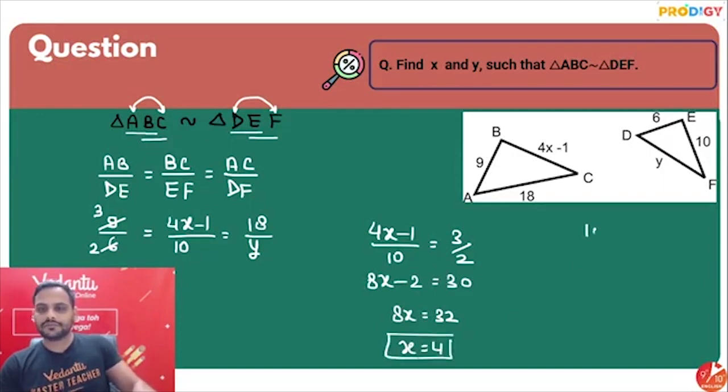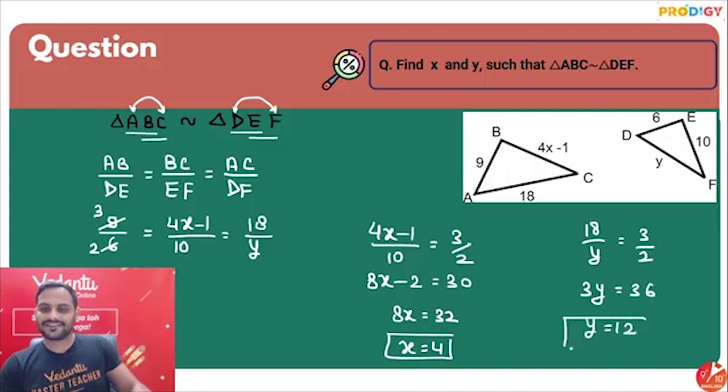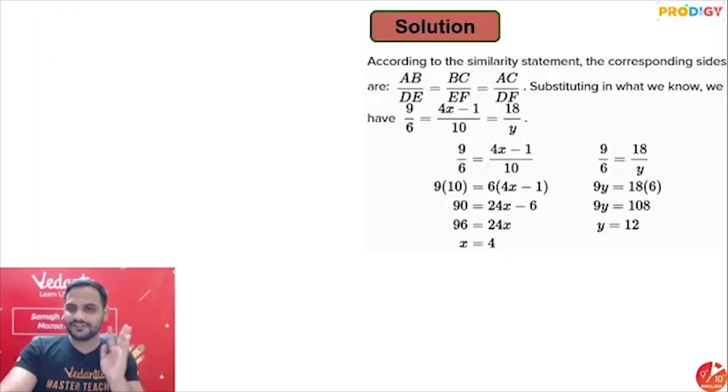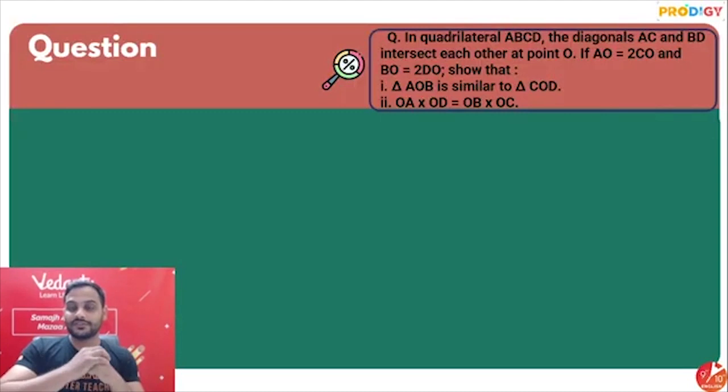Similarly, 18 by y is equal to 3 by 2, cross multiply, 3y is equal to 36, and you can say y is equal to 12. So x is equal to 4 and y is equal to 12. Easy question. So this is just the starting easy questions. X is 4, y is 12. Alright, next question. Look at this question.